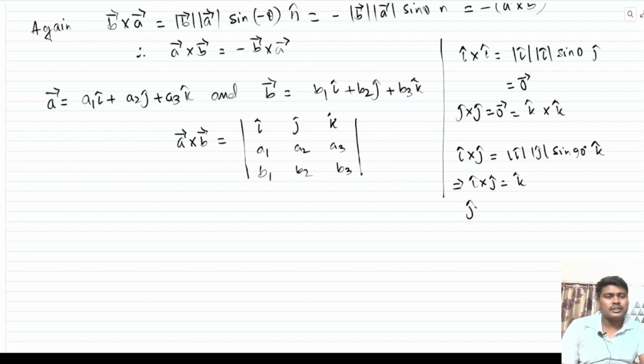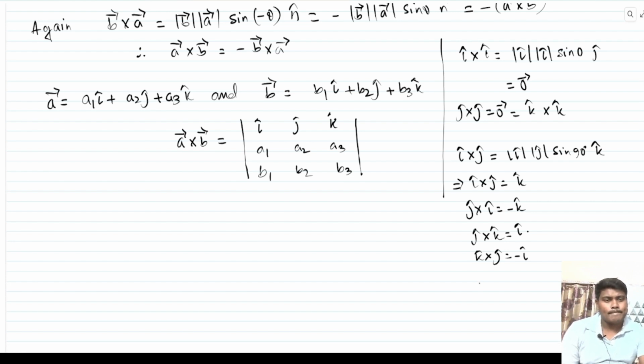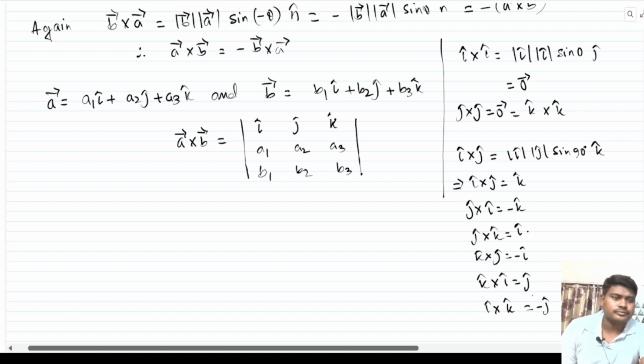Similarly, j cap cross i cap is equal to minus k cap. j cap cross k cap is equal to i cap. k cap cross j cap is equal to minus i cap, and k cap cross i cap is equal to j cap. i cap cross k cap is equal to minus j cap.